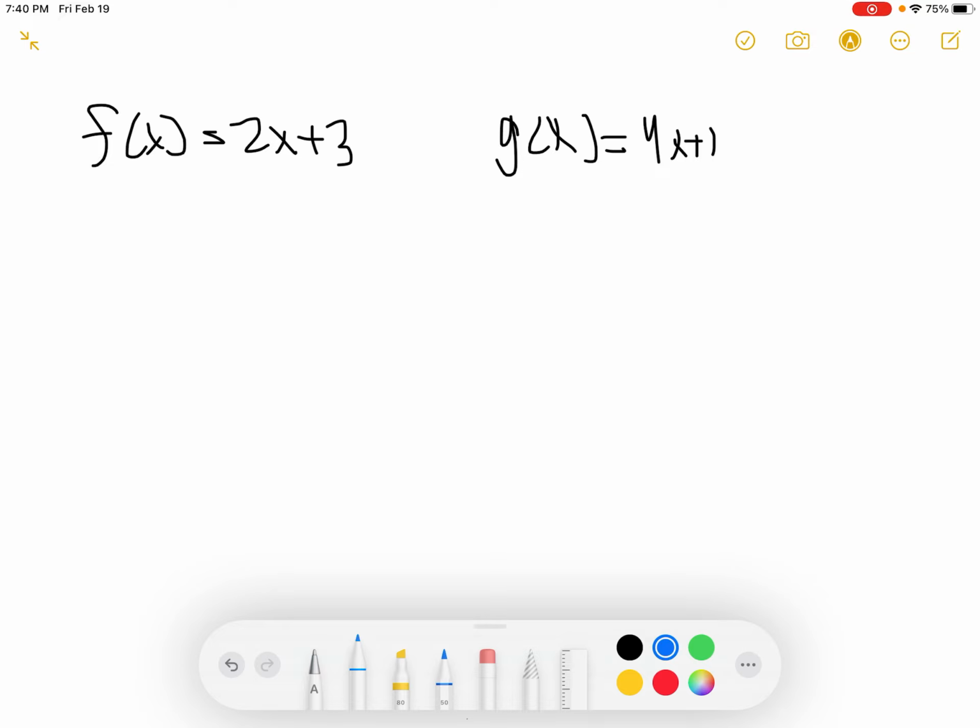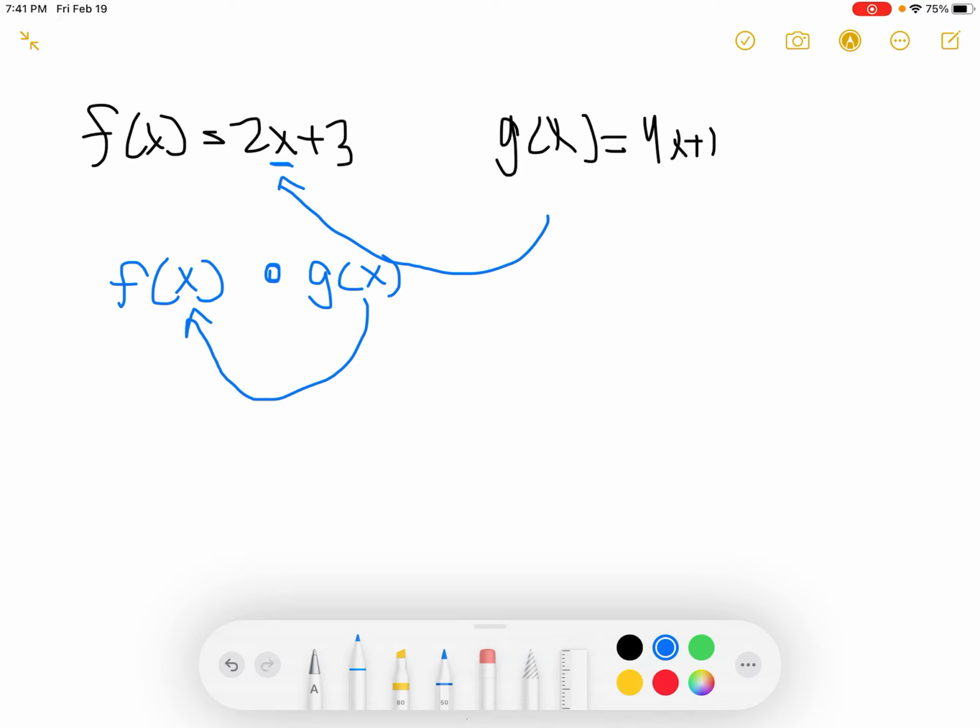So what would we do if we were trying to find what f of x composite g of x is? What would we do? Well, we actually have to place g of x into the x of f of x. So basically, you are substituting in for x, whichever function comes first. You put the second function in the place of where x is.